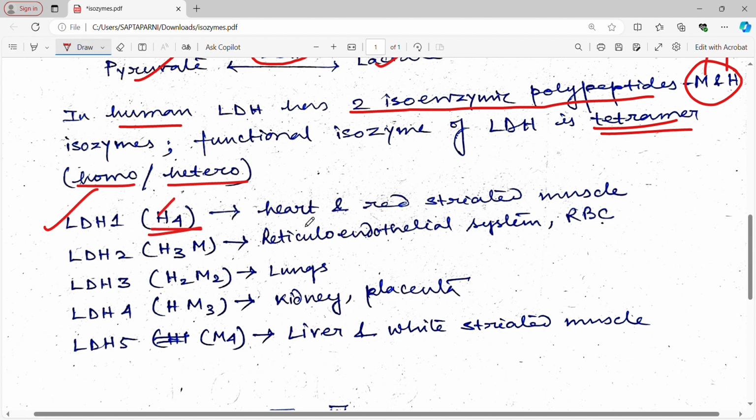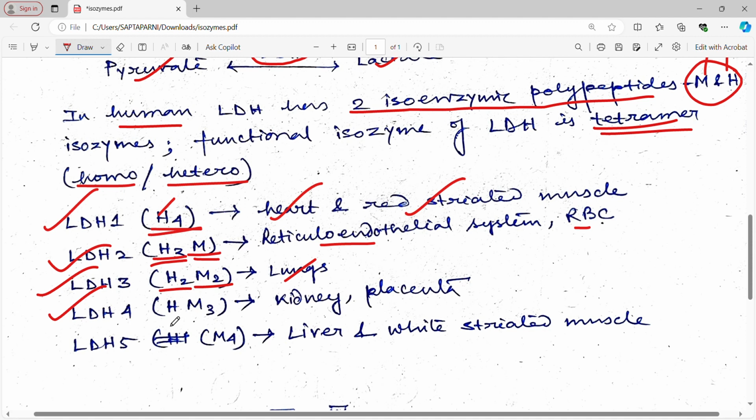These are mainly expressed in heart, obviously cardiac tissue, and red striated muscle. In case of LDH2, we can see 3 polypeptides are heart type and 1 is muscle type. That is how the tetramer is formed, and this type of isoenzyme is mainly present in the reticuloendothelial system and RBC. LDH3, which is composed of 2 heart type and 2 muscle type polypeptide chains, is mainly found in lungs.